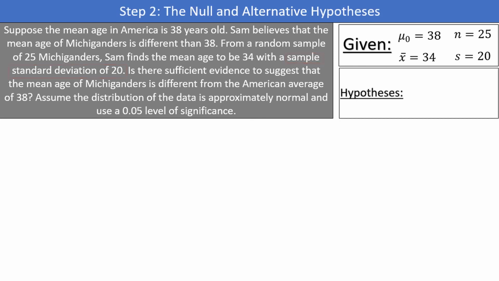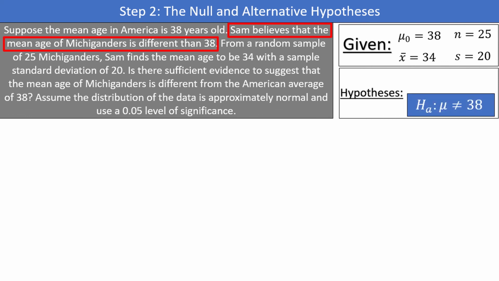Step 2, the null and alternative hypotheses. Again, I like to start with the alternative hypothesis. Notice that this time, we aren't sure if the mean age of Michiganders is larger or smaller than 38. We just think there's a difference. That means our alternative hypothesis must be mu is not equal to the American average of 38, and the null hypothesis will be the opposite, mu is equal to 38. Since the alternative hypothesis has a not equal to sign, we know we have a two-tailed test this time.